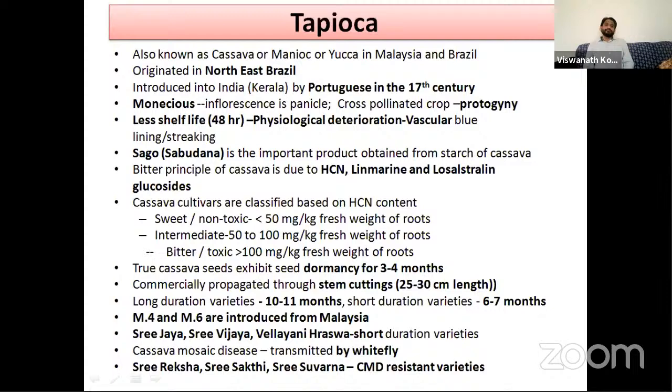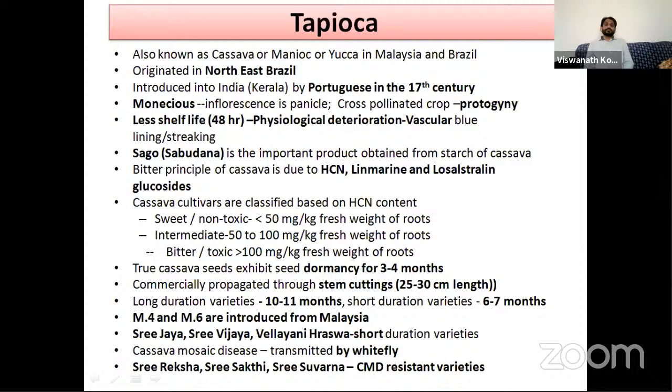Tapioca has a very short shelf life. Tapioca tubers we cannot store for more than 48 hours. There is a physiological disorder called physiological deterioration. Physiological deterioration will start in tapioca tubers after 48 hours, so we cannot store tapioca for a long time. In the deteriorated tubers, we can see a blue color discoloration. There is an important product made from the tapioca starch, that is called sago, sabudana. Sabudana is a very important product made from the tapioca starch.